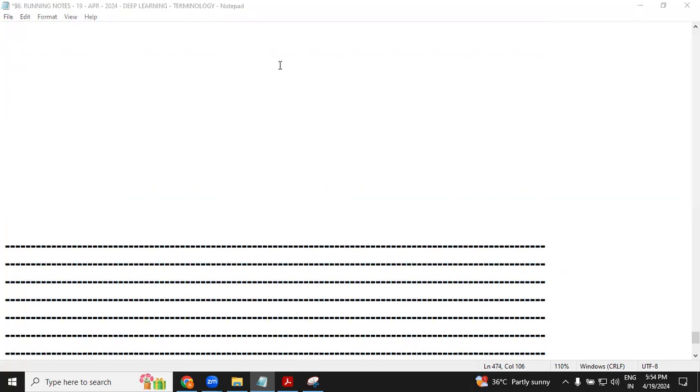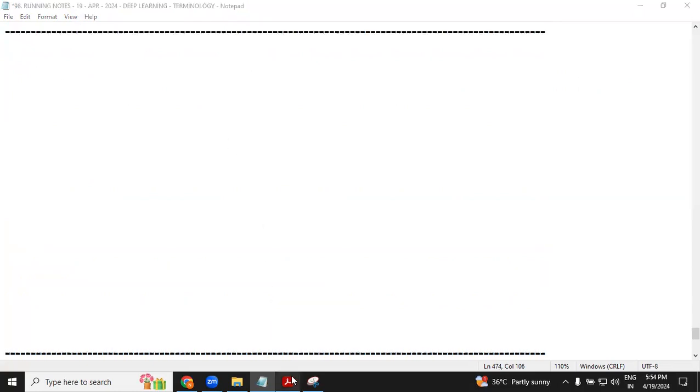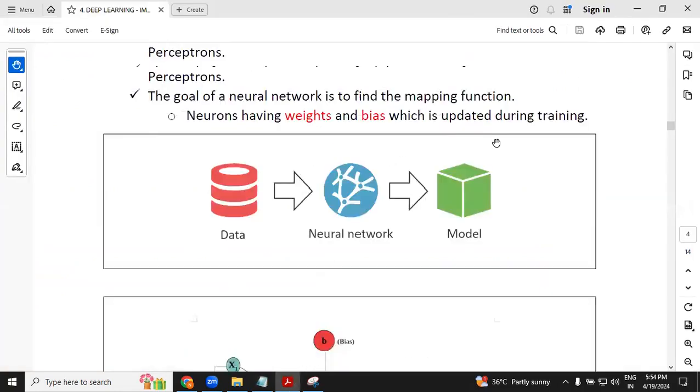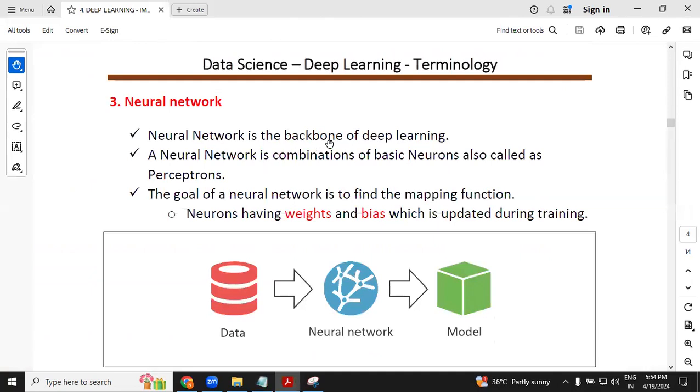Let us continue, point by point. It's very simple. A neural network is the backbone of deep learning. I hope we already covered this point. The neural network is the combination of basic neurons, also called perceptrons. The goal of a neural network is to find the mapping function.